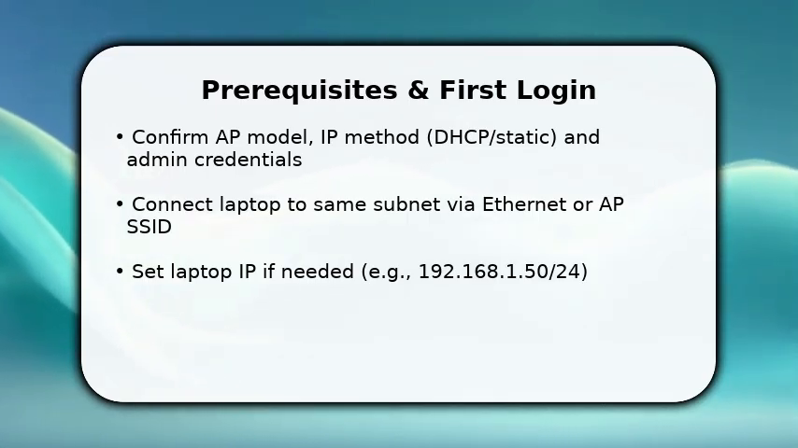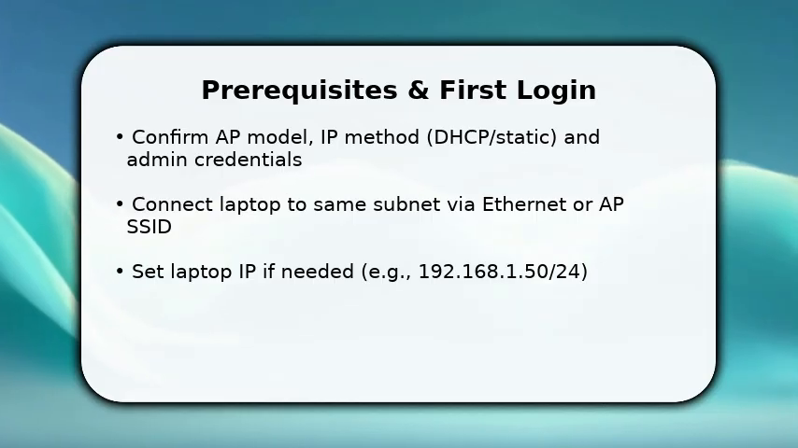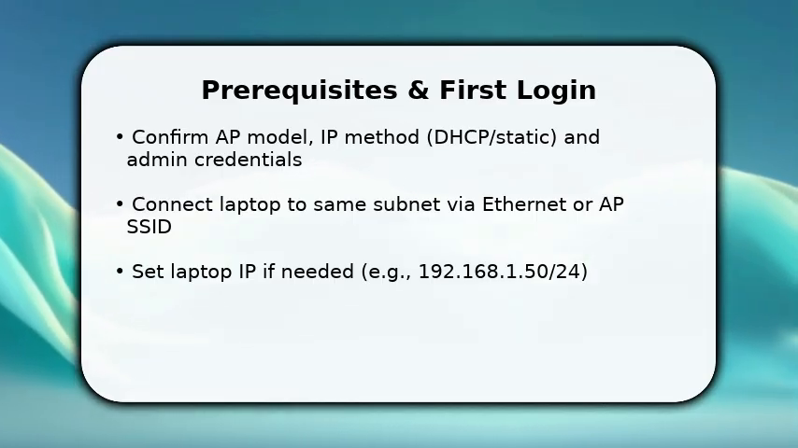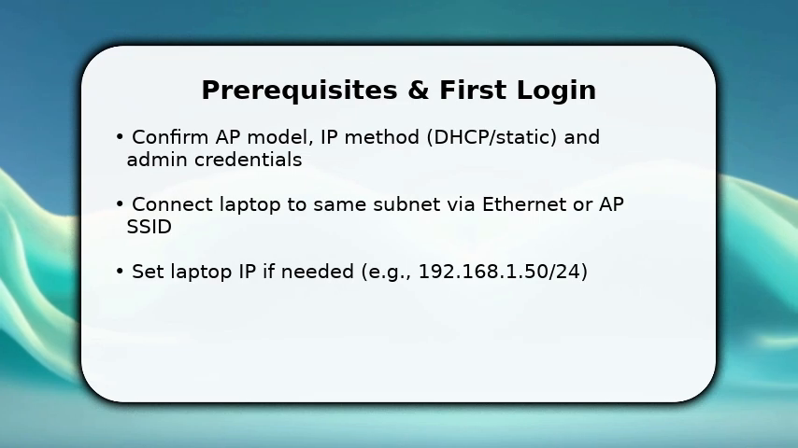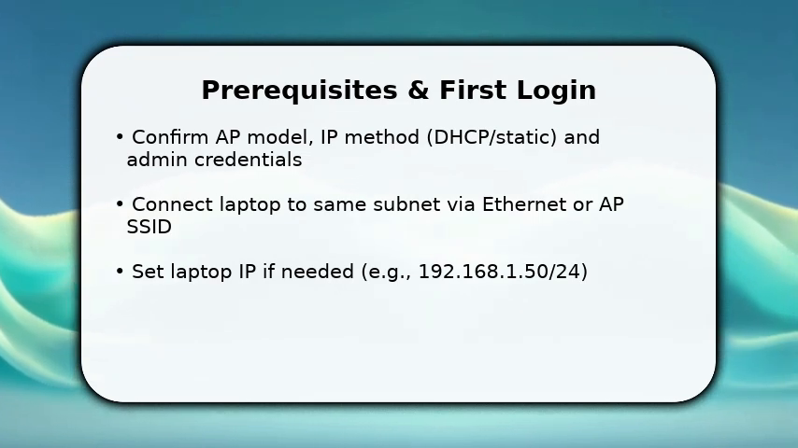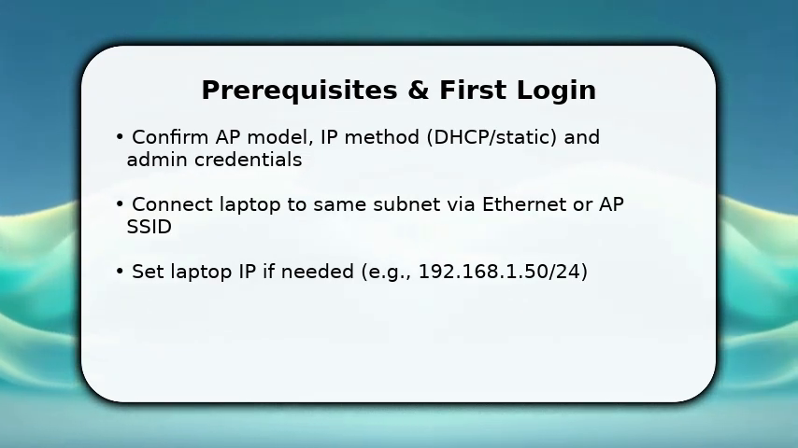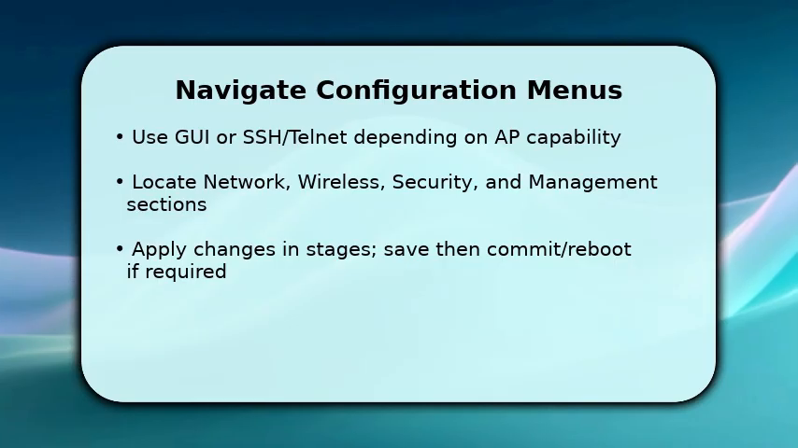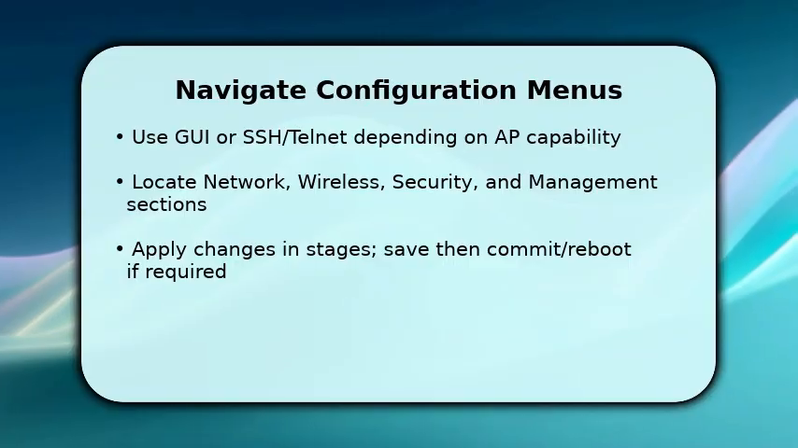192.168.1.50/24. Once done, open a browser, enter the AP IP or hostname, and expect an admin login prompt. This immediate setup avoids later access roadblocks and gets you straight to configure. Once logged in, choose the interface you prefer: GUI for visual clarity or SSH for faster, scripted edits.